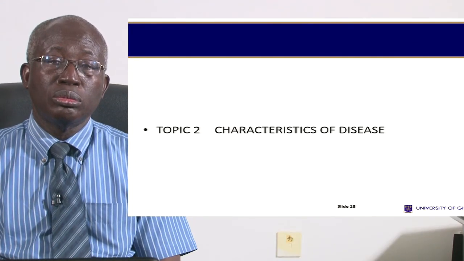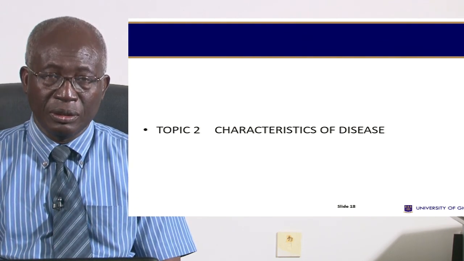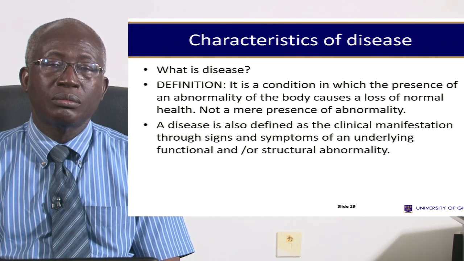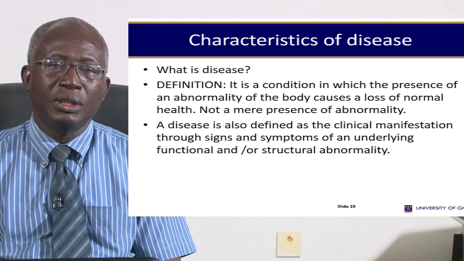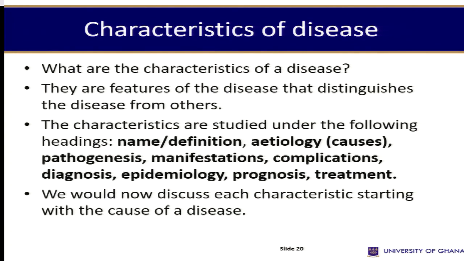So let's move on to topic two, where we are going to learn the characteristics of disease. First, what is disease? Definition: it is a condition in which the presence of an abnormality of the body causes a loss of normal health. It is not the mere presence of abnormality. You may also define a disease as a clinical manifestation through signs and symptoms of an underlying functional and or structural abnormality. So what are the characteristics of disease?